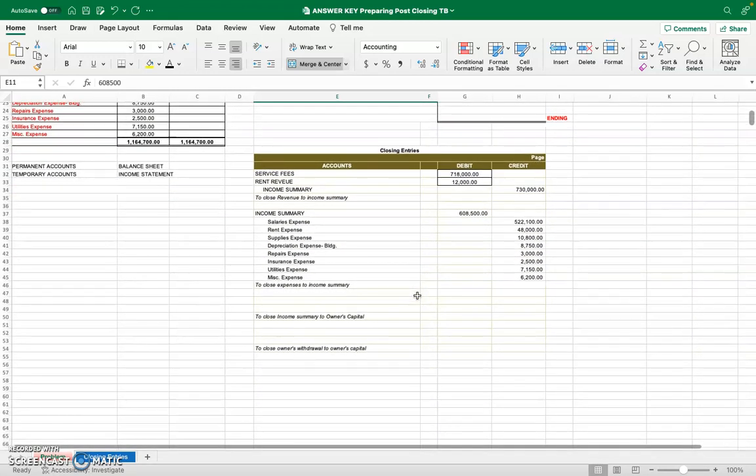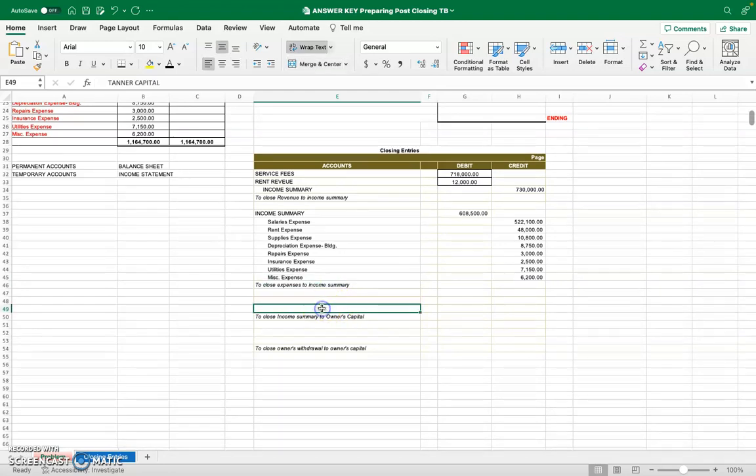After closing the expenses account to the income summary account, the next step that we will do is to close the income summary to owner's capital. So what's the income summary? Where will we get it? Usually, you will be able to get it in a 10-column worksheet under the column of income statement. You will see there if there's a net income or net loss or break even.